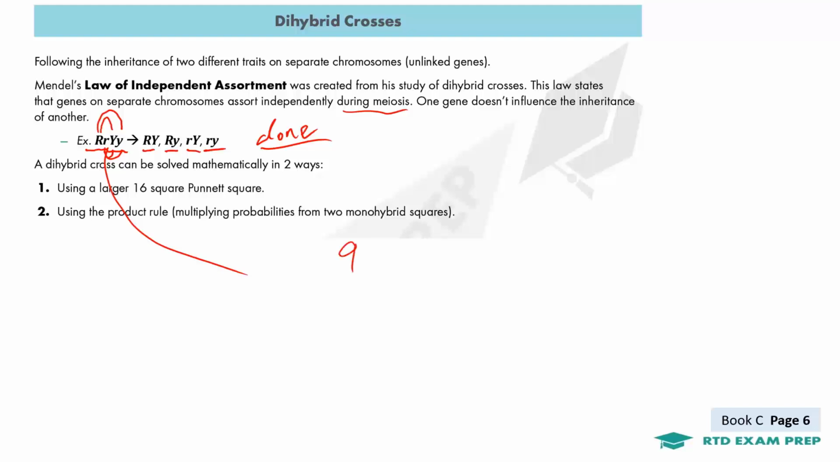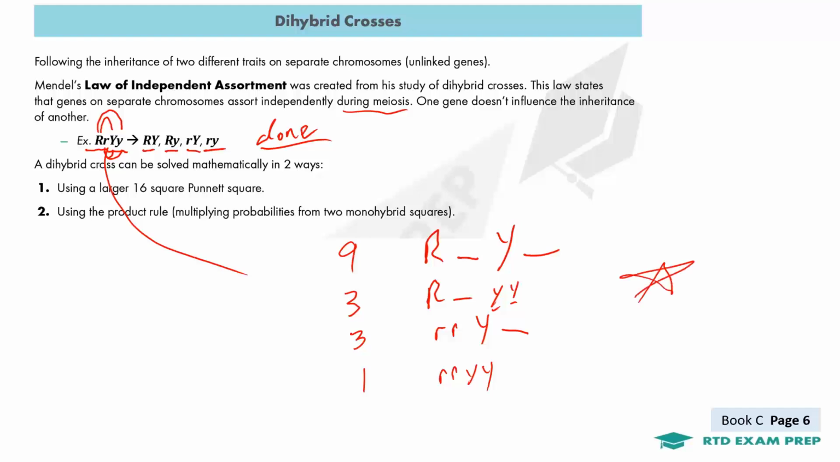That famous ratio that you took in class is 9, 3, 3, 1. Well, 9 are going to be big R, don't care, big Y, don't care, and I say don't care because remember the law of dominance. It doesn't matter what that second position is. 3 are going to be big R, don't care, 2 little y's, and I'll just put a little dash so we remember they're little y's. In this one, we'll have 2 little r's, big Y, don't care, and 1 that is completely homozygous recessive: little r, little r, little y, little y. Remember that trick. That'll speed you up, especially when we talk about things like epistasis.